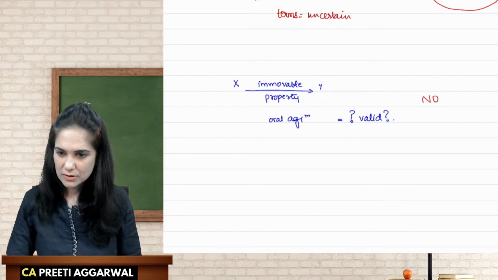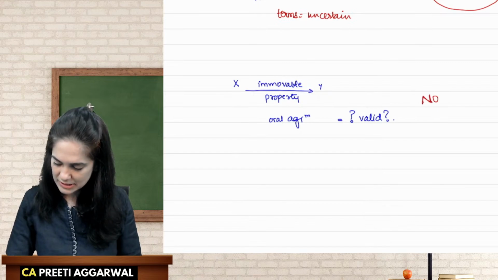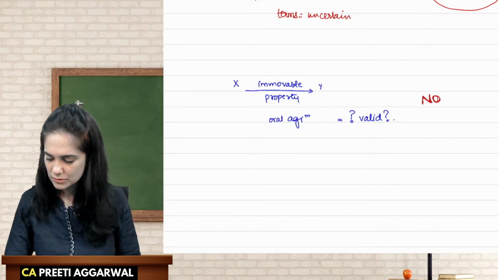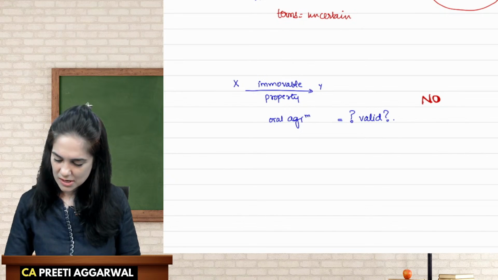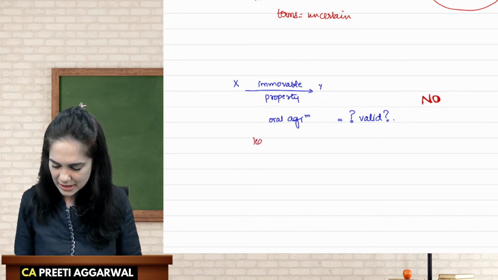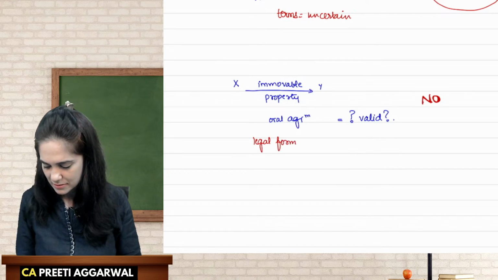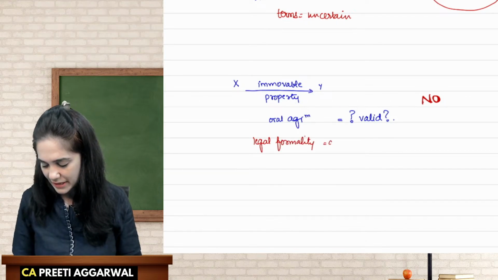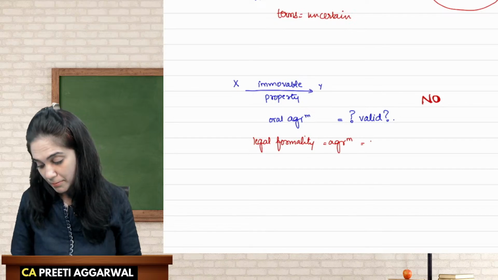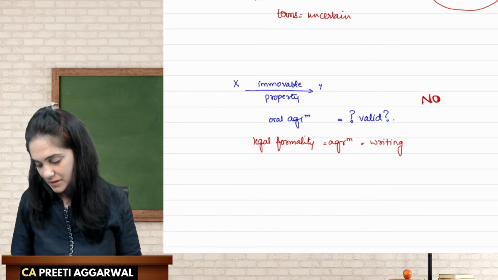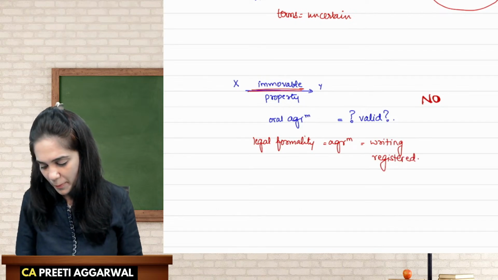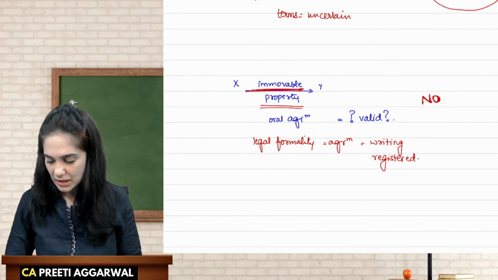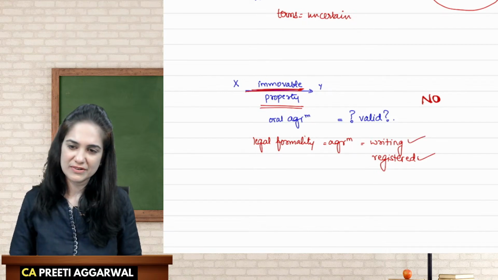No. Why no? Nitin, why no? Sahil, correct answer. Why no? Because there is a legal formality that the agreement must be in writing and it must be registered. Immovable property के जितने भी agreements होते हैं, they must be in writing and they must be registered.